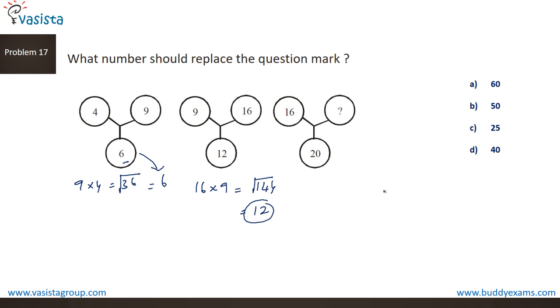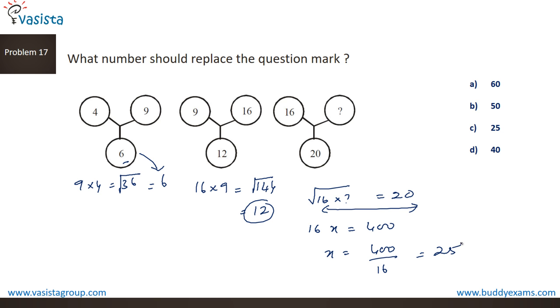Similarly, now I need to get 20. This is 16 into the question mark, and this is what the answer is. Now let us check. Squaring both sides, you will get 16x equal to 400. So x is equal to 400 by 16, which is going to be 25. The answer is 25 here.